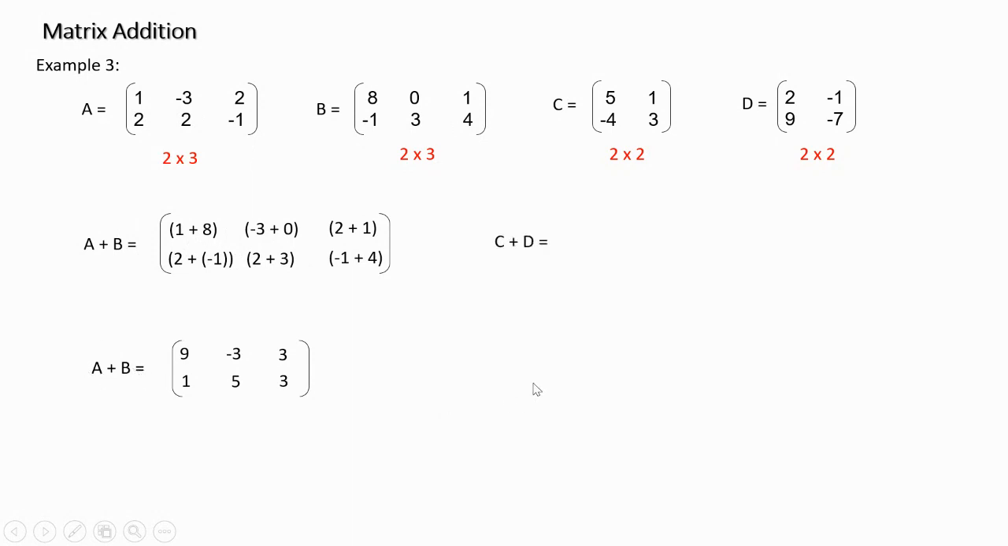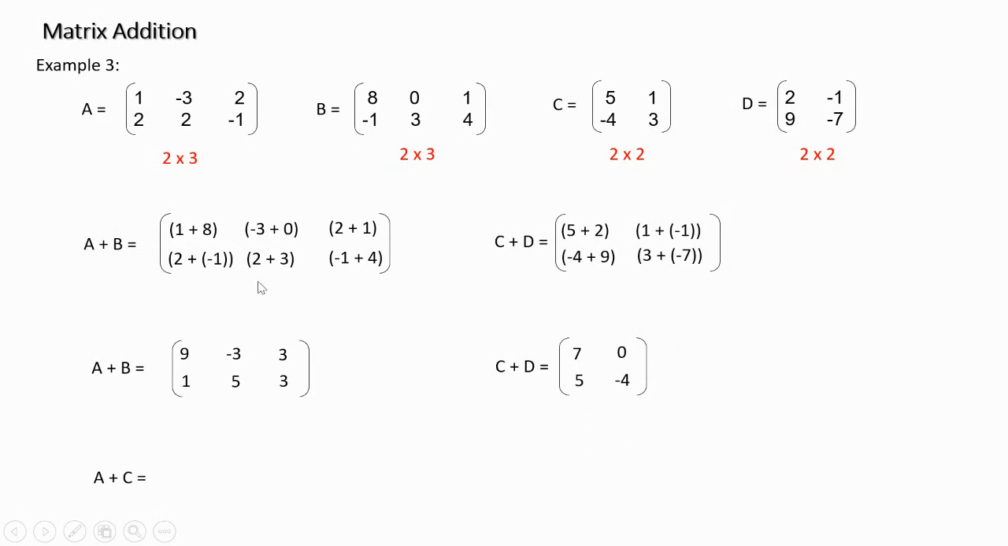Okay, now, how about C plus D? Matrix C is a 2 by 2, and matrix D is a 2 by 2. So the operation can be done. And again, in a similar manner, it's going to be 5 plus 2, 1 plus negative 1, negative 4 plus 9, and 3 plus negative 7. Right now, it simplifies. It's going to be 7, 0, 5, and negative 4. That's my answer.